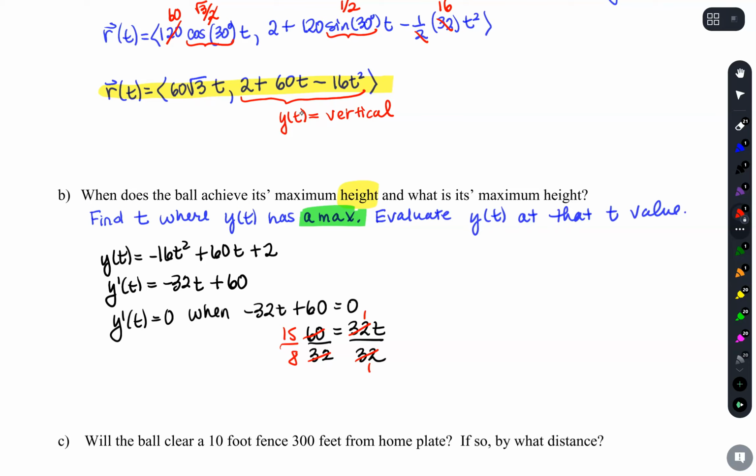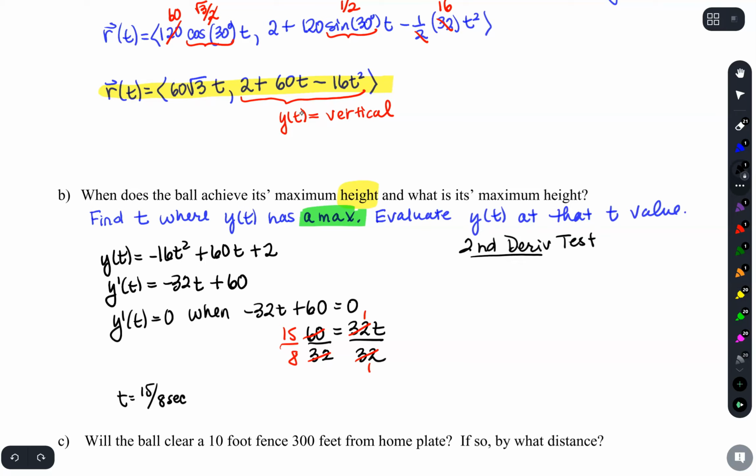So we now have a critical point. So t equal to 15/8 seconds is a critical point. We have not yet confirmed that it is a maximum. We need to test that. I'm going to use the second derivative test to confirm the maximum.